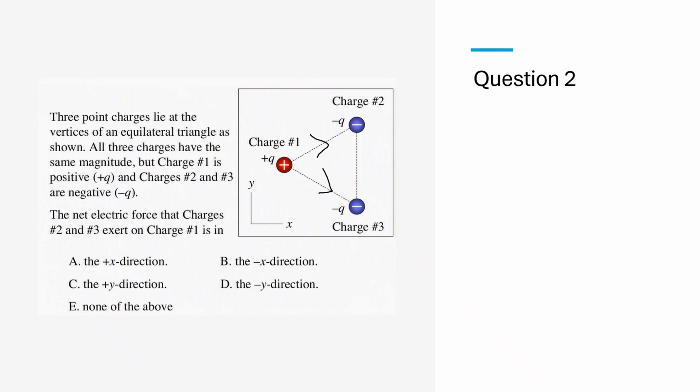Now, if this is the direction, then we know that if we were to extend it to get a parallelogram, then the diagonal can actually represent the resultant. And looking at this very well, the diagonal is in the positive x. So our answer is definitely positive x direction. Very simple. Next one.